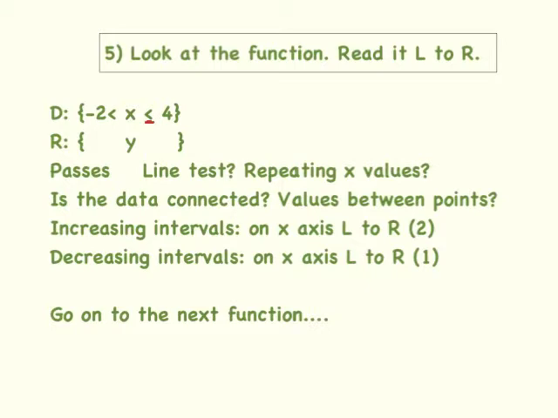Going on to the range, identifying the range, you look up and down. Okay, so look at your minimum value on the range. Well, this dips down to -4. And it goes as high as +3.